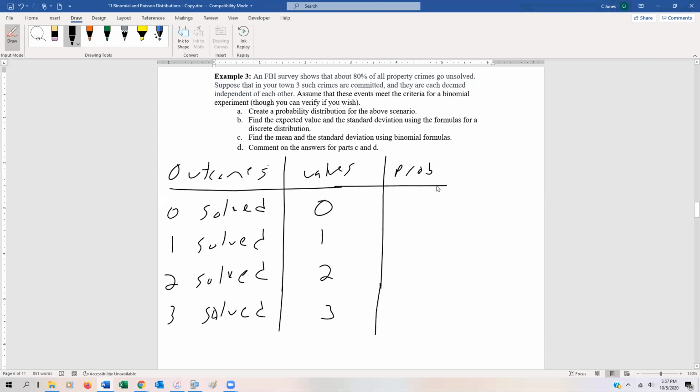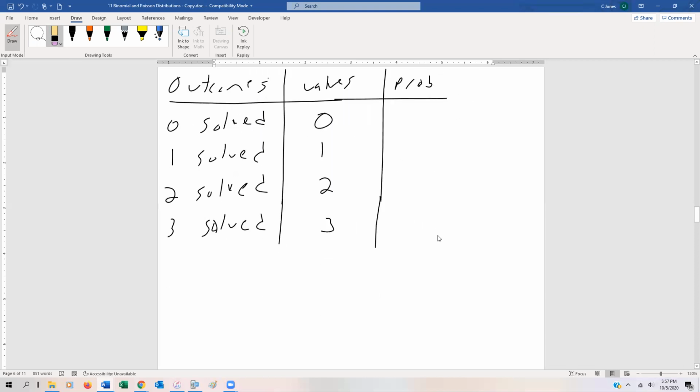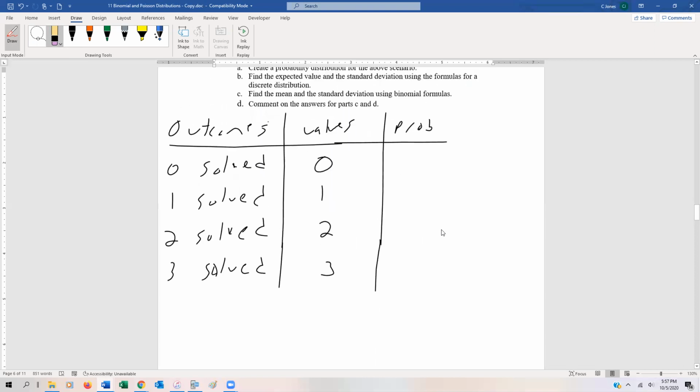Right, now, the probability, all right, so let's make sure we understand this. 80% of all property crimes go unsolved. But we're not saying that this should be 0.8. Okay, that's not correct, because there are 3 possible crimes. So what we're trying to say is, of the 3 crimes, what's the probability that one of them, this is 80% of all property crimes. So what we have to do with this is we have to use that binomial formula 4 times to be able to figure out the probabilities.